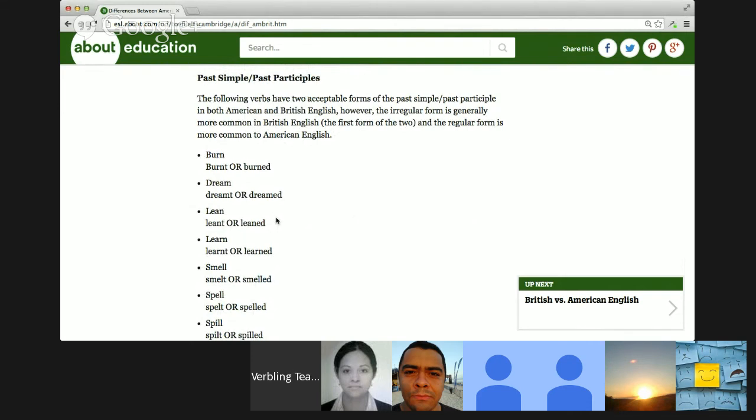The following verbs have two acceptable forms of the past simple and past participle in both American and British English. However, the irregular form is generally more common in British English. The first form of the two, the regular form, is more common in American English.